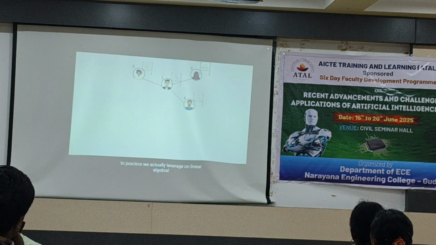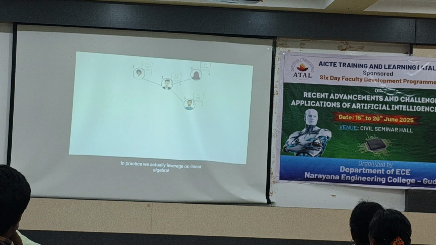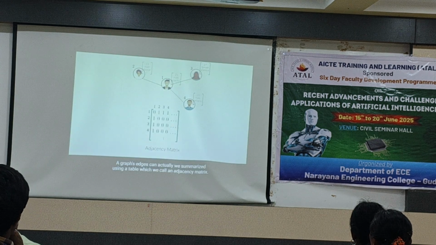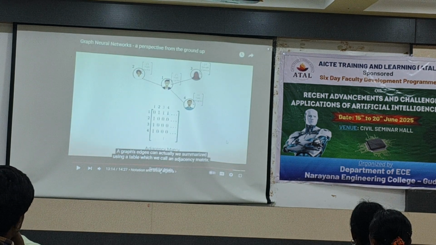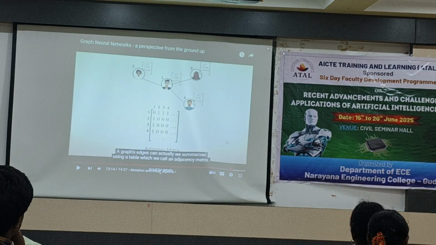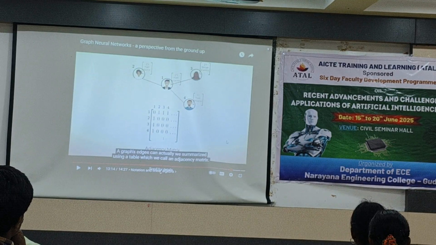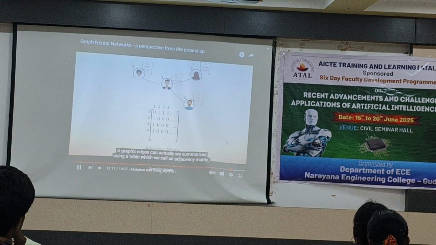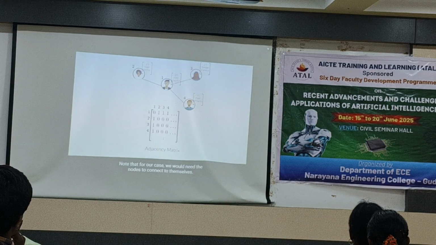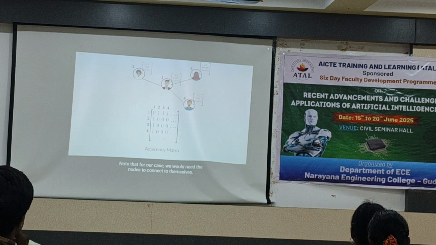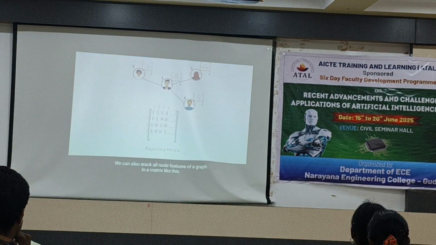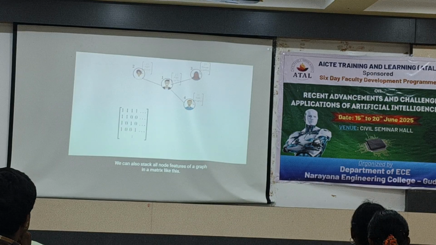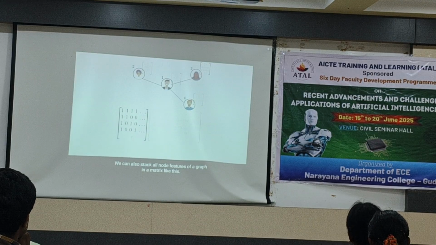In practice, we can actually leverage linear algebra. A graph's edges can be summarized using an adjacency matrix. This matrix gives the entire information of the connections, in a table, which we call an adjacency matrix. Note that for our case, we will need the nodes to connect to themselves. We can also stack all node features of a graph in a matrix like this.